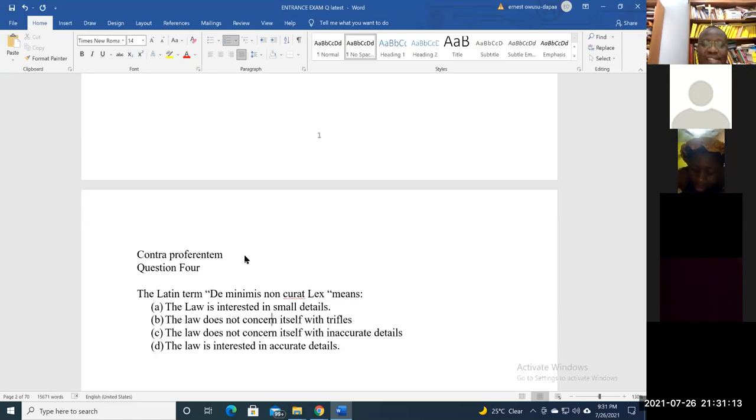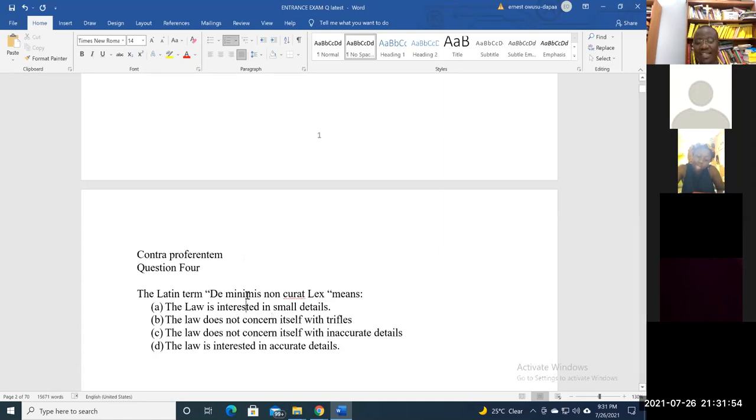Then we have to juggle between B and C, assuming we did not even know the right answer. Let us use the elimination principle. The law does not concern itself with trifles: yes, it's a negative sentence, so it's a good candidate. And then C, the law does not concern itself with inaccurate details. You should know that is really unusual. So C is not the answer, and the correct answer is B: the law does not concern itself with trifles. That is de minimis non curat lex, or what they call the de minimis principle.